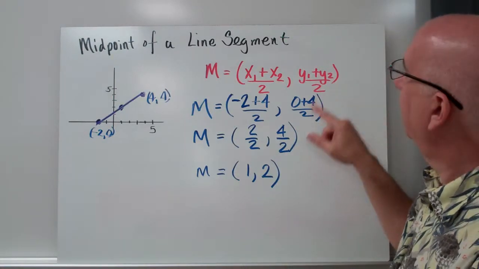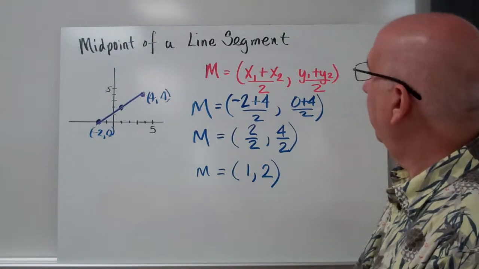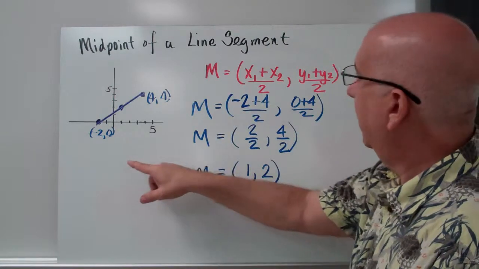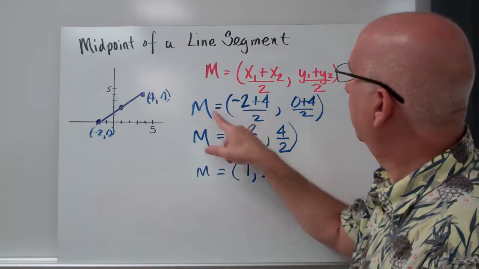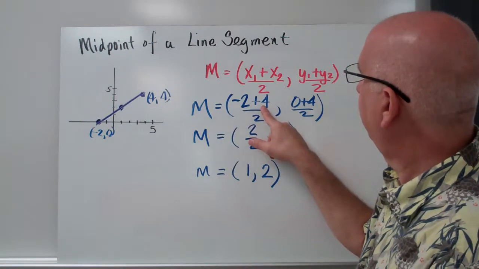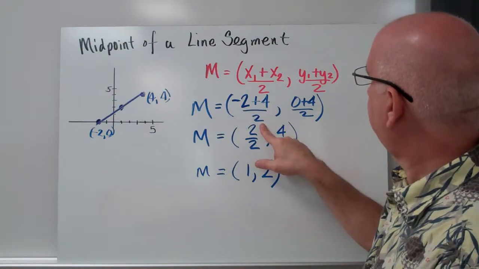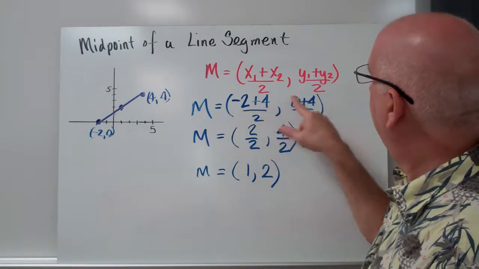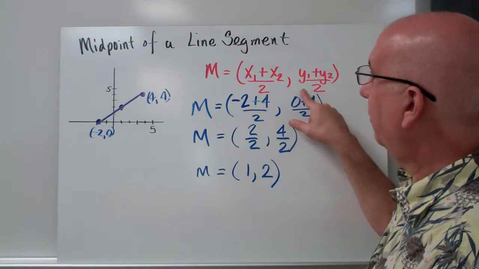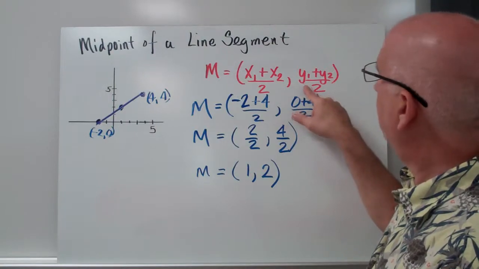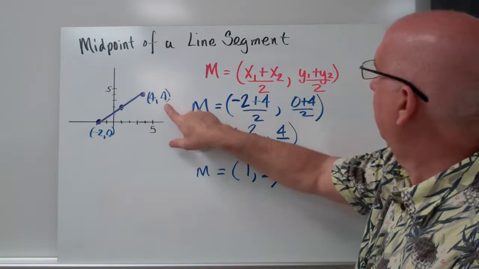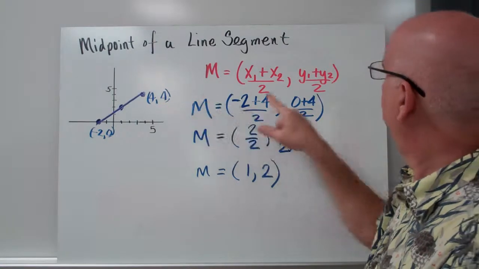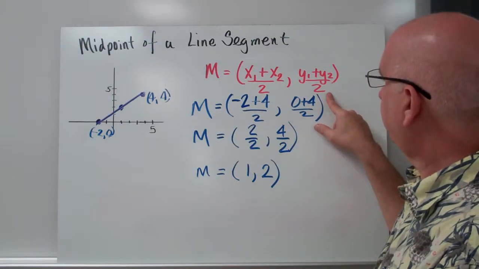So next step, we substitute what we know. The first, x sub 1, is negative 2, x sub 2 is 4, divided by 2. Now then we do the same thing for the y's. Substitute y sub 1, which is 0, plus y sub 2, which is 4, divided by 2.